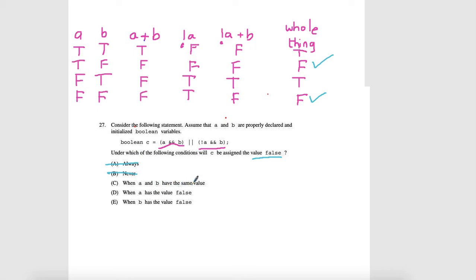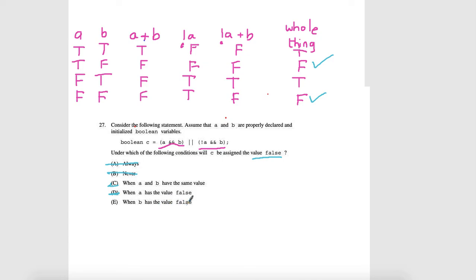When A and B have the same value on this row, that's no, because the statement is also true here on the third row. When A has the value false, so A is false on the last two rows, but this is actually true on the third row, so that's not the case either, so hopefully it's answer choice E.